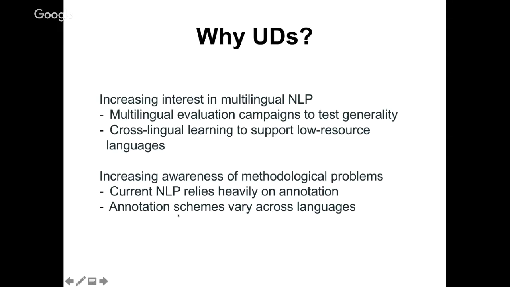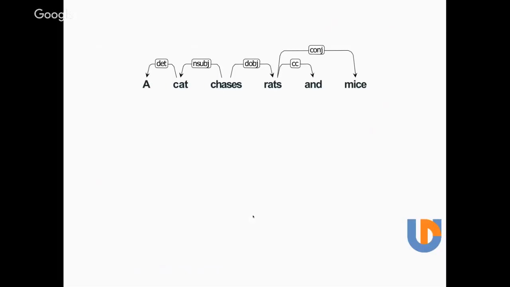The problem is that we actually had different annotation schemes for different languages. So we had the need to find one common annotation scheme for different languages. So you see an example here. A cat chases rats and mice.